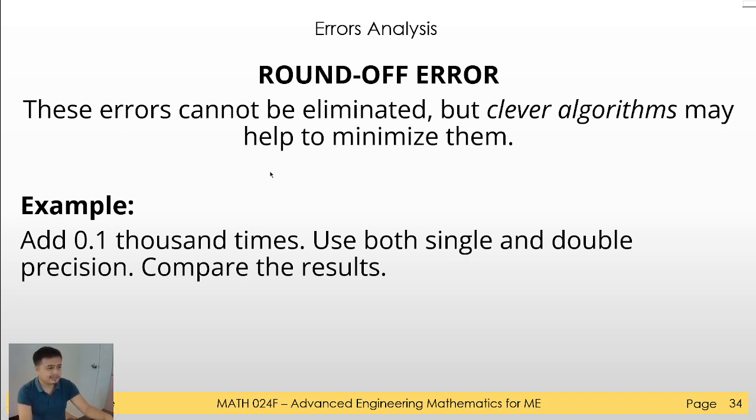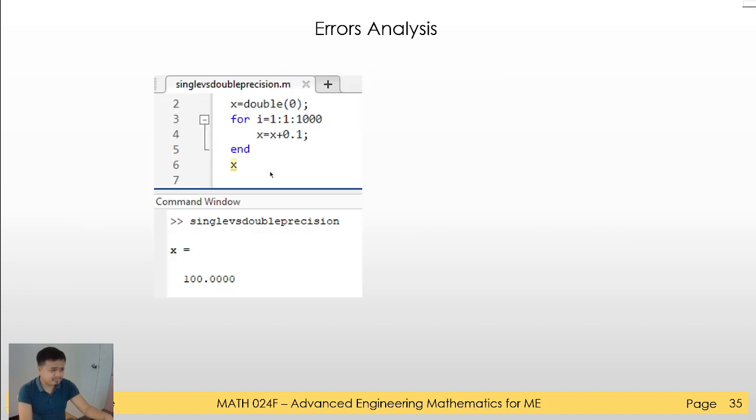So let's try this one. Will there be a difference? Using MATLAB, if we implement this problem, we substitute x as a double type of number, and then add this x 1,000 times. As you can see here, this is a for loop wherein we add 0.1 by 1,000 times. So as you can see here, it is accurate in this scenario.